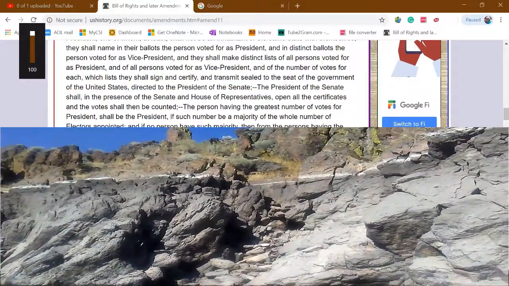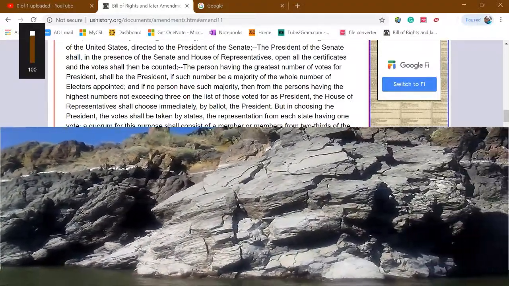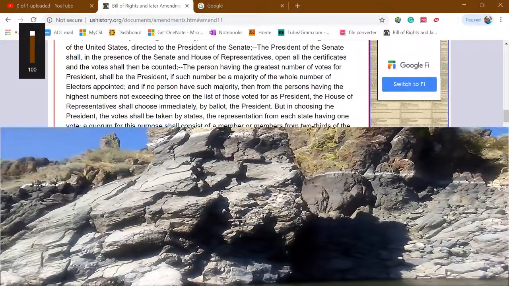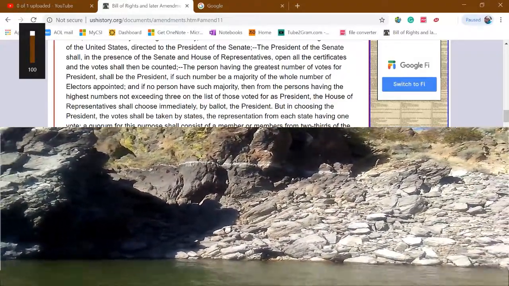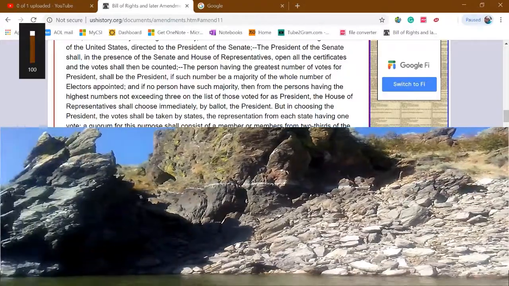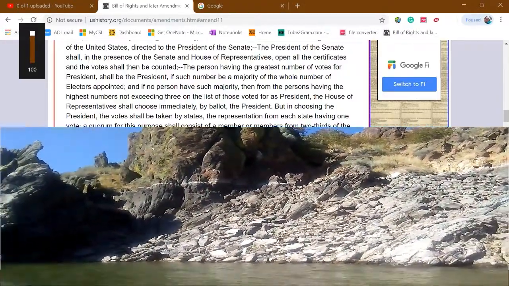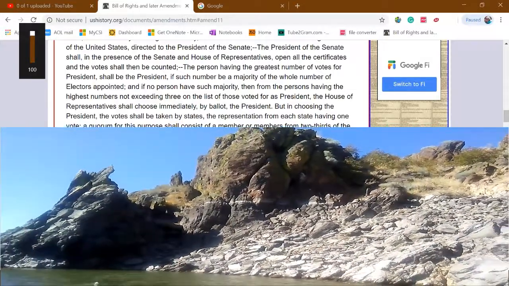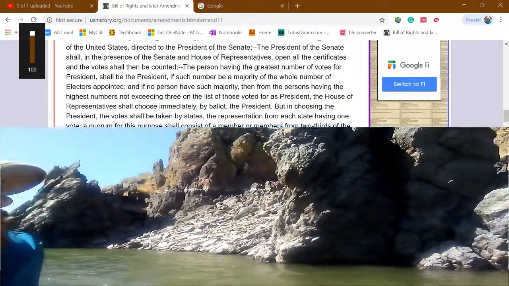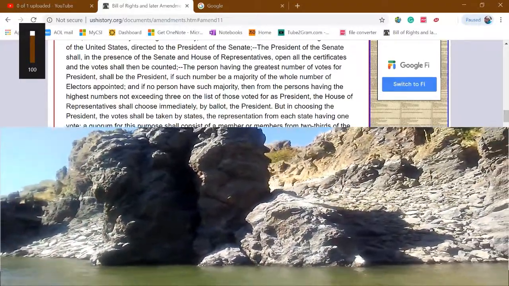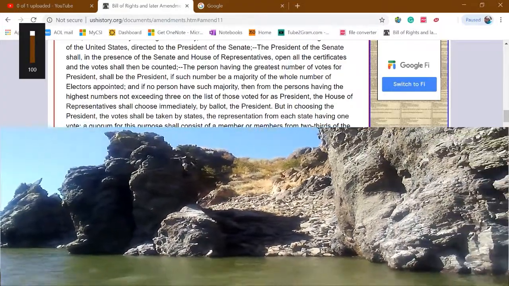The representation from each state having one vote, a quorum for this purpose shall consist of a member or members from two-thirds of the states, and a majority of all the states shall be necessary to a choice. And if the House of Representatives shall not choose a president, whenever the right of choice shall devolve upon them, before the fourth day of March next following, then the vice president shall act as the president, as in the case of the death or constitutional disability of the president.